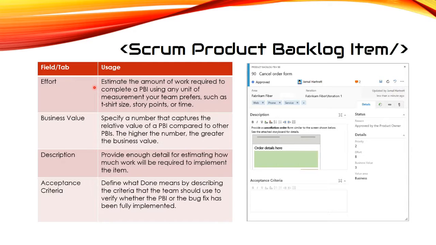So for the effort, you need to estimate the amount of work required to complete a PBI using any unit of measurement your team prefers. For your business value, you need to specify a number that captures the relative value of a PBI compared to other PBIs. The higher the number, the greater the business value. Description. Provide enough detail for estimating how much work will be required to implement the item. Acceptance criteria. Define what done means by describing the criteria that the team should use to verify whether the PBI or the bug fix has been fully implemented.